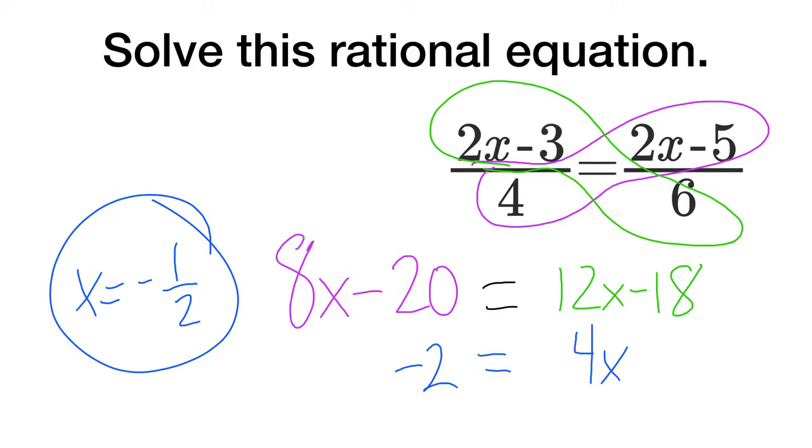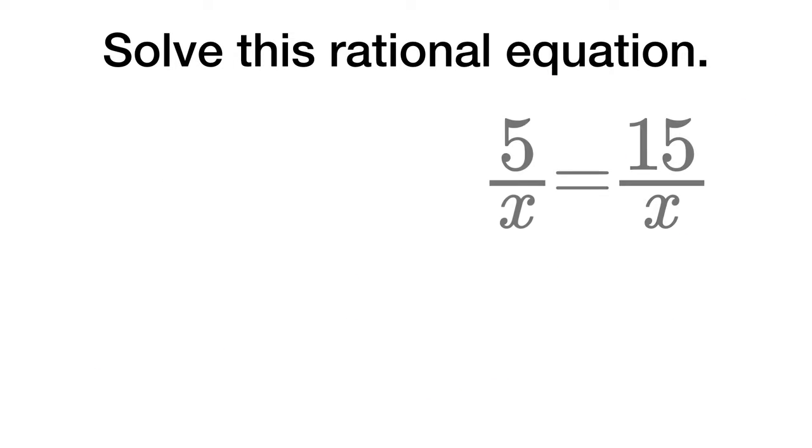Now let's confirm. Were there any solutions that wouldn't work? No, because we had no x's on the bottom. Congratulations. We're great. Hooray! Let's try another. All right, 5 over x equals 15 over x.